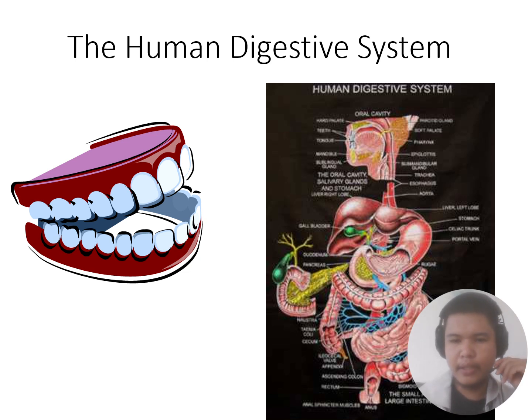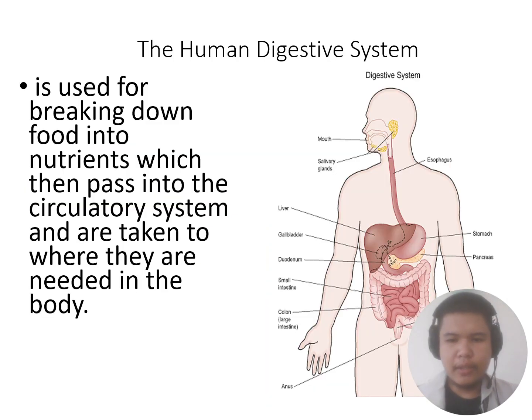Okay, we have here today the human digestive system. The human digestive system is mainly designed to break down macromolecules into simpler forms, for example, starch into glucose, and it helps in providing our body the nutrients that we need to continue on living.